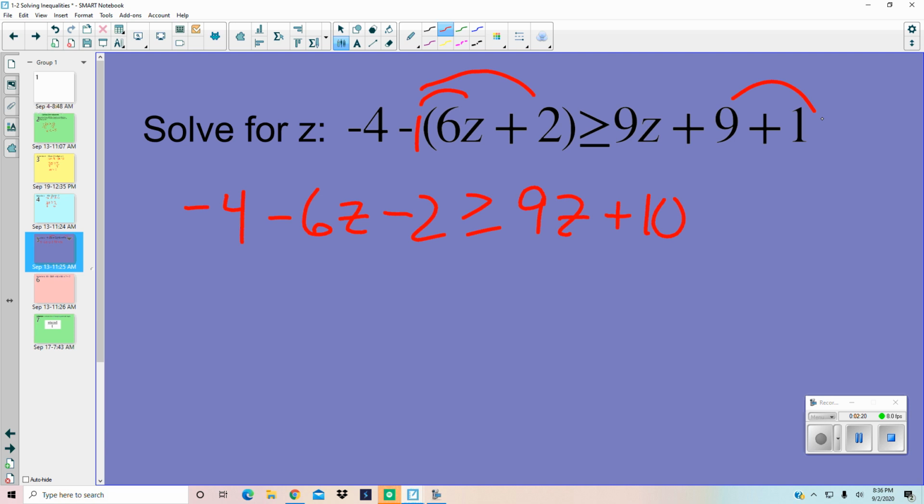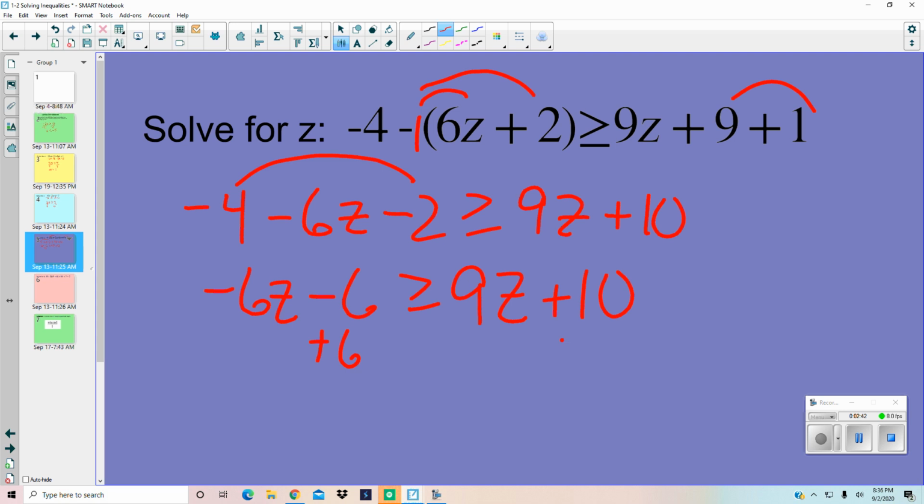Now to further simplify, I'm going to put this negative 4 and negative 2 together. So I have negative 6z, negative 4 and negative 2 is negative 6. Now it becomes an inequality like the previous two that I did. It's really just 2 steps.